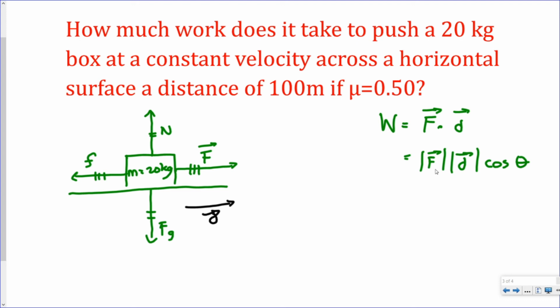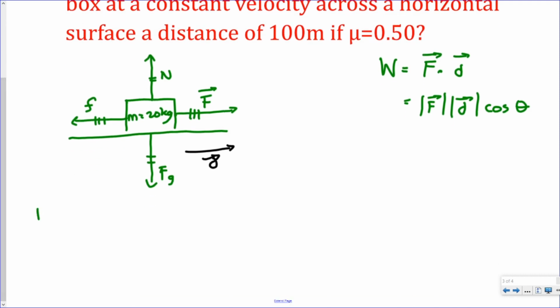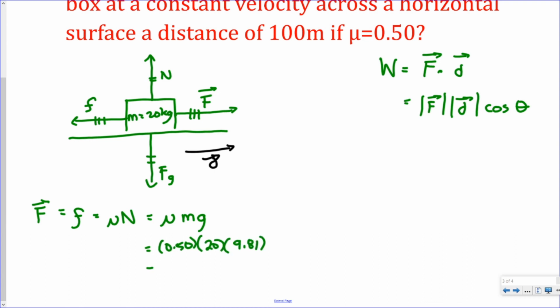So do I know the force? No. What do I know though? It's equivalent to friction. So I know that F is equal to friction, which is equal to mu times n, the fun formula. I know mu. Do I know n yet? No. But what do I know? I know that n is equal to Fg. So I could rewrite this as mu times mg. And in fact, I do know all this stuff now. So what are those values? So 0.50 times the mass of 20 times the acceleration due to gravity, 9.81.